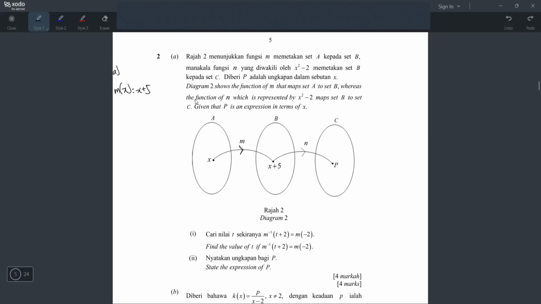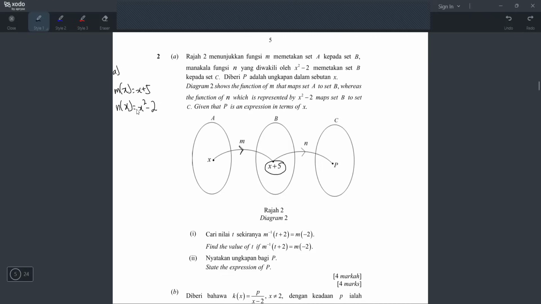And then it says the function n, which is represented by x squared minus 2. So n(x), I can write x squared minus 2, maps set B to C. So from B to C is the function n(x), and they already give me x squared minus 2. So can I find the image of x plus 5? Yes, because if I'm doing function n, it means x plus 5 will be my object, and this p will be my image. Since they give me the function already, it's very easy to find p. You just substitute the x plus 5 into the x in the n function, right?